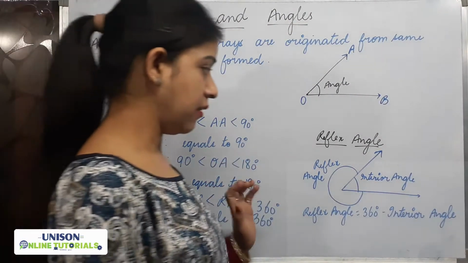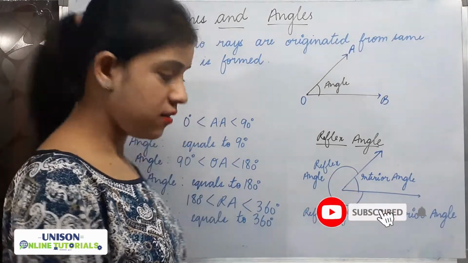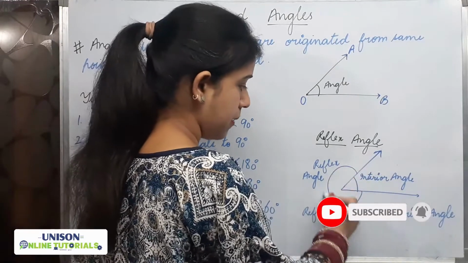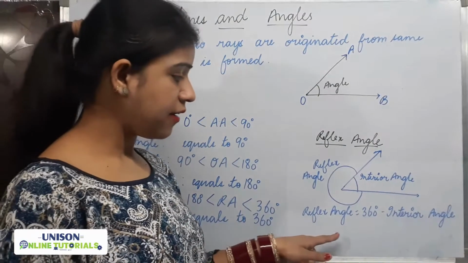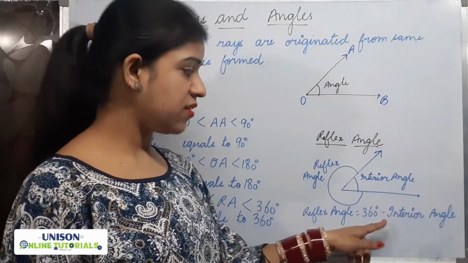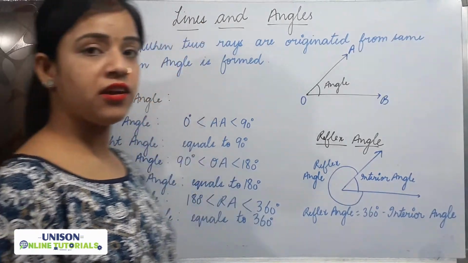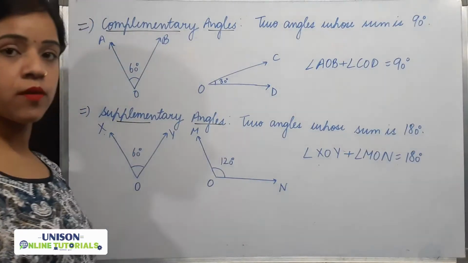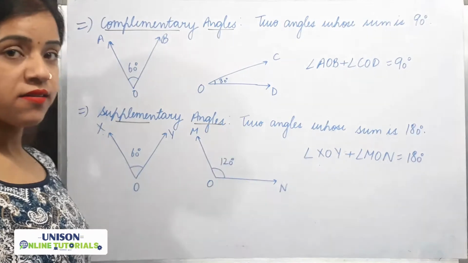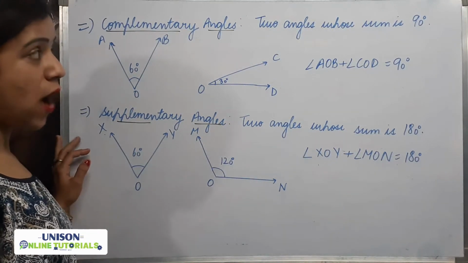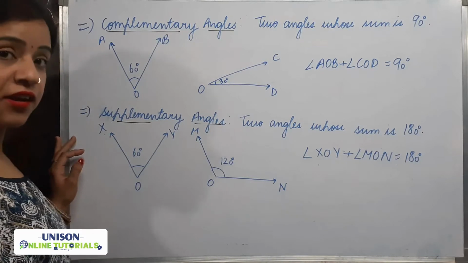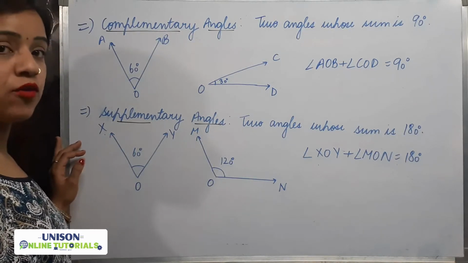Now reflex angle. This is the interior angle and this remaining part is the reflex angle. So we can say that reflex angle is 360 degree minus interior angle. Now we have complementary angles and supplementary angles. Complementary angles are two angles whose sum is 90 degree.